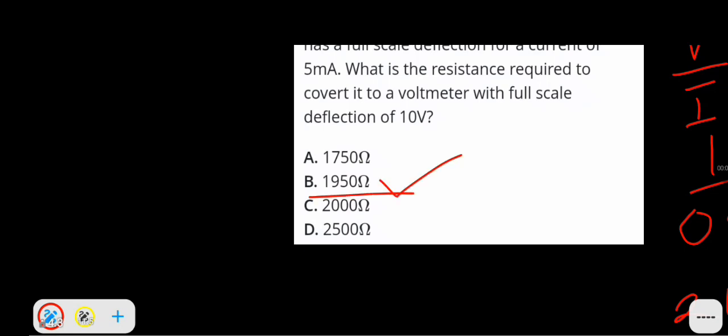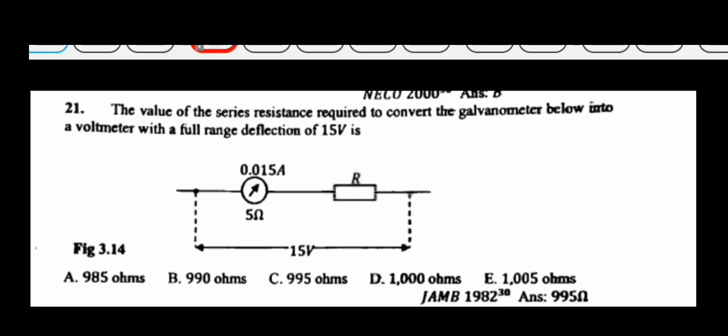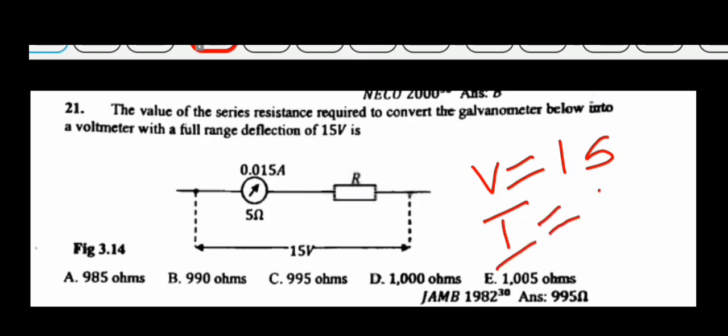Okay, let's take another question. Next question, you are told that the value of the series resistance required to convert the galvanometer below into a voltmeter with a full range deflection of 15 volts is dash. So this is V here, I've given you already. V is 15 volts. This R is not known, that's what you're looking for, that's Rm. The current that you're trying to measure there is 0.015. Rg is also in the question, that's the internal resistance of the galvanometer, which is 5 ohms.